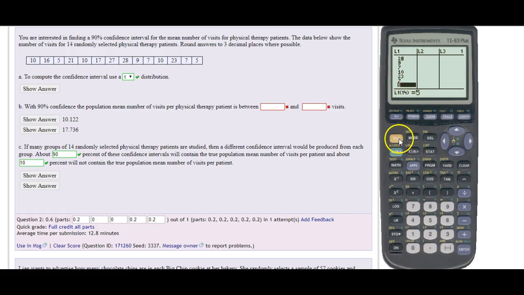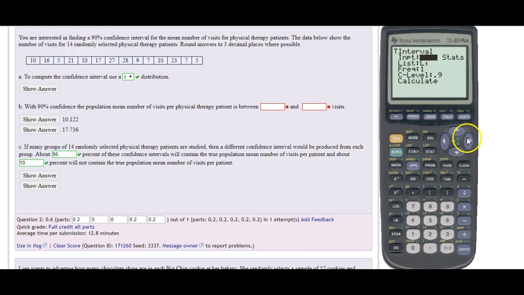So I have my numbers in there, so I'm going to second quit, and we want to calculate the confidence interval. I'm going to use a t-distribution, and the reason is I have a small data set, and I don't have my population standard deviation, so the t-distribution works really well in this situation. I'm going to hit Stat, scroll over to Test, and I'm going to look for t-interval. As I scroll down, looks like it's number 8.